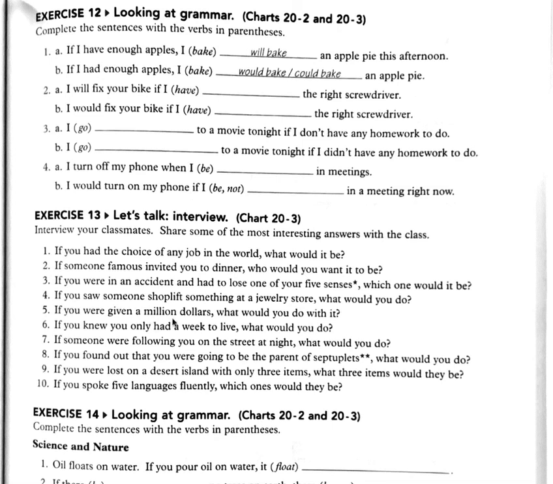If you knew you only had 1 week to live, what would you do? If I knew I only had 1 week to live, I would spend the time with my family. Number 7. If someone were following you on the street at night, what would you do? If someone were following me on the street at night, I would run to the nearest open business. I would run to my car. I would scream for help.